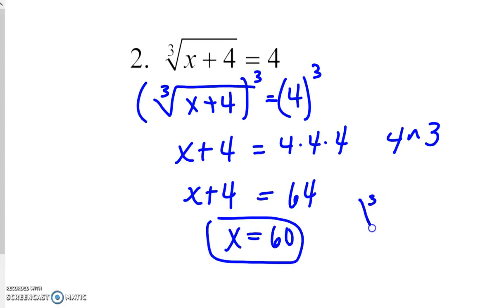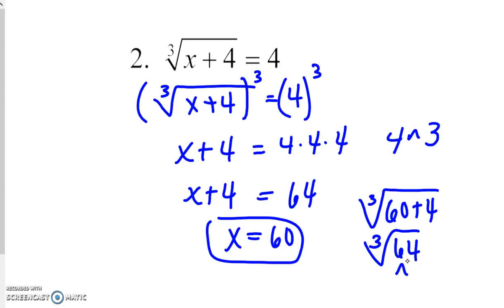Again, it cannot hurt to check: the cube root of 60 plus 4, which is the cube root of 64. Okay, and we can always break that down: 16 and 4, and 4 and 4. So perfect. So we know that answer is 4. So that checks out.